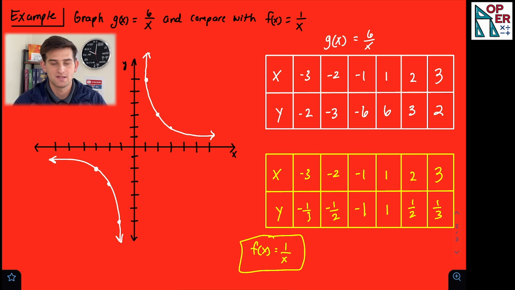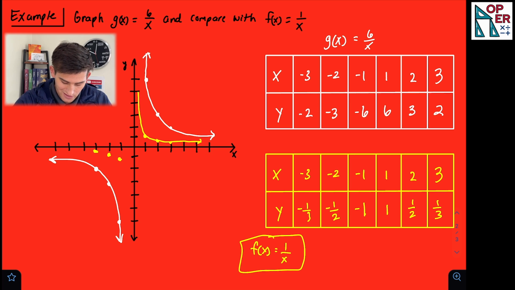So now let's graph these points in yellow. We'll draw our branches, and we'll see how our graphs compare. So -3, -1/3, that's going to be approximately right there. -2, -1/2, about right there. And -1, -1. Then we have 1, 1. We have 2, 1/2, and 3, 1/3. Okay. So now we draw our branches here.